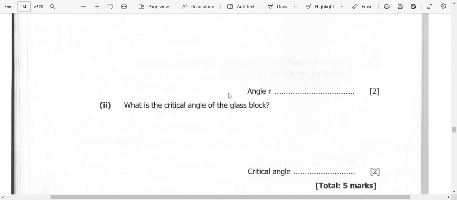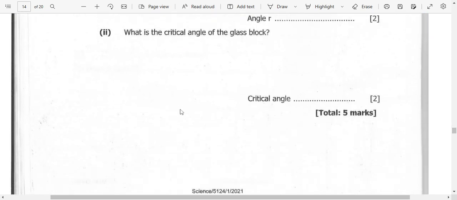Okay. Now the other question is, what is the critical angle of the glass block? What is the critical angle of the glass block? Now, if you hear the word critical angle, what happens is this. Remember I said when light is coming from one region to another, different things can happen. So I'm going to show you three diagrams so that you understand something called critical angle.